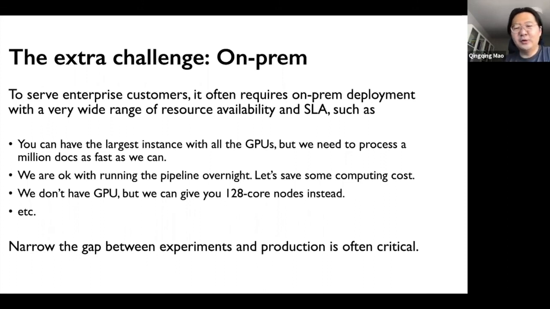But you can go to another customer, and they will say, we're okay with running the pipeline overnight, let's just save some cost here. If it takes a few hours to run a pipeline, it's okay. And you can go to some places and ask, do you have GPU available? And they say no, but how about we give you a really large node instead, and you can just use that. You get all these very random and wide-ranging resources.